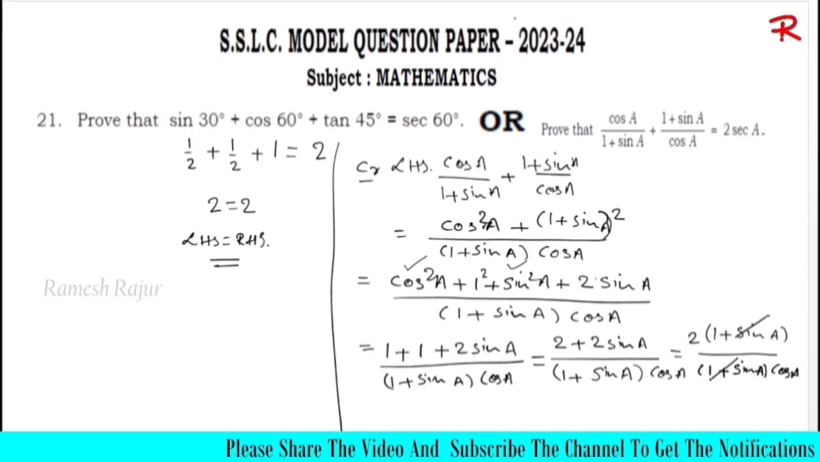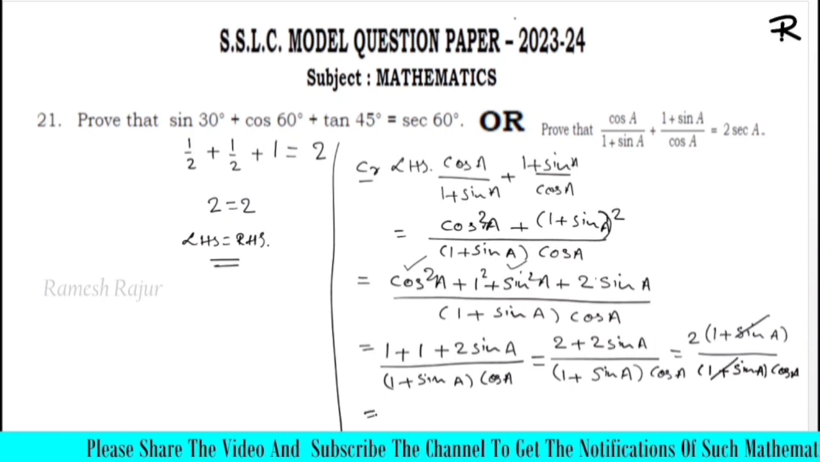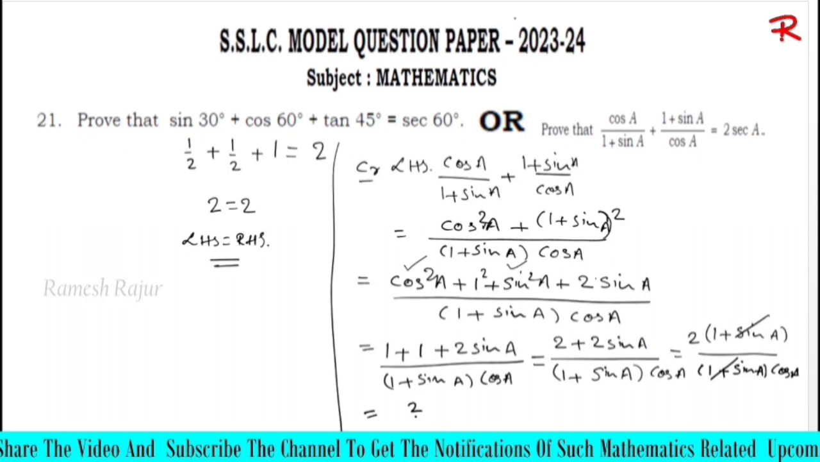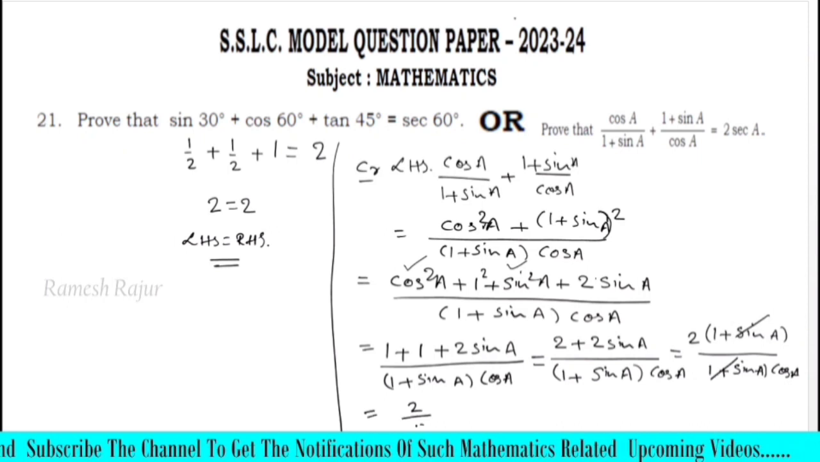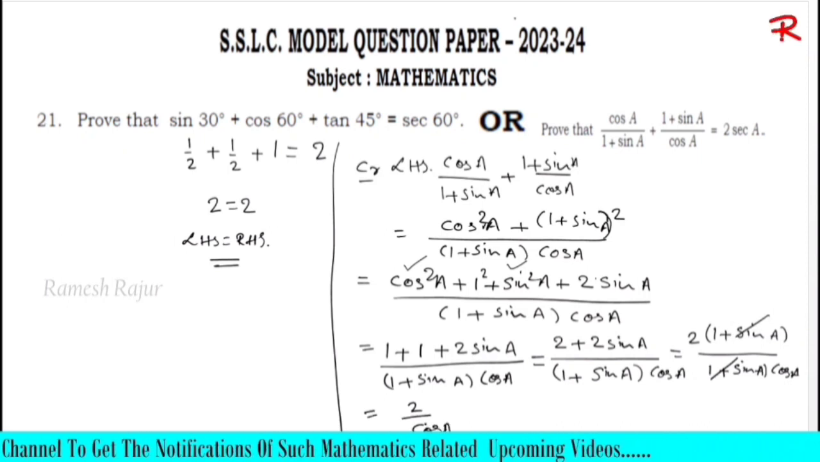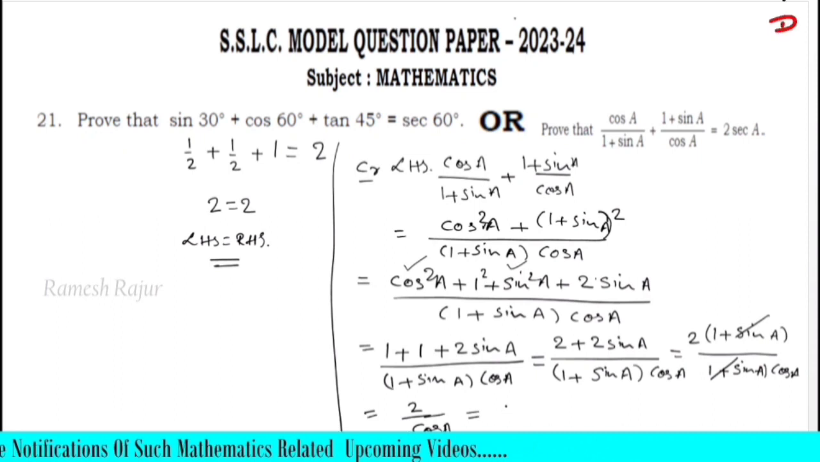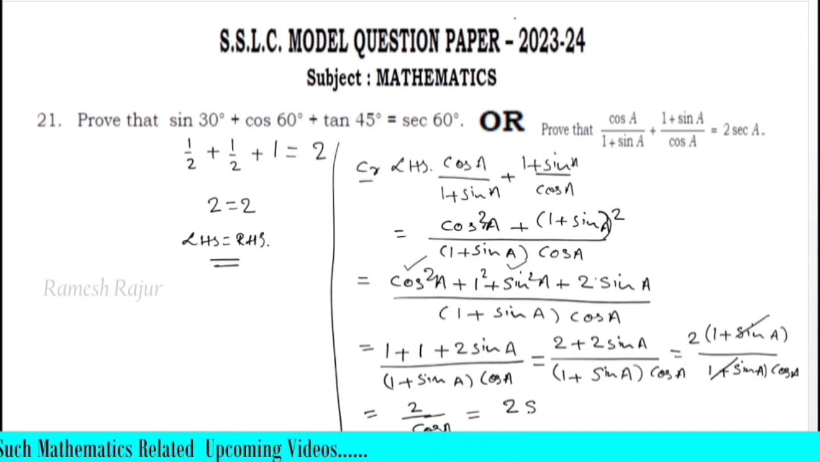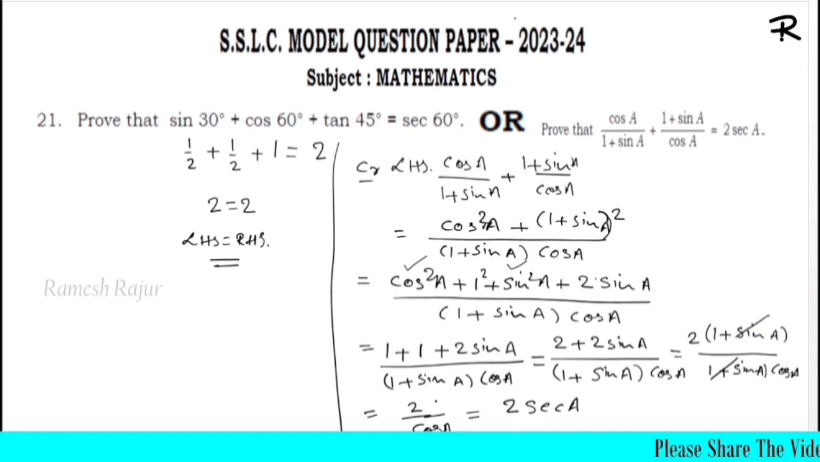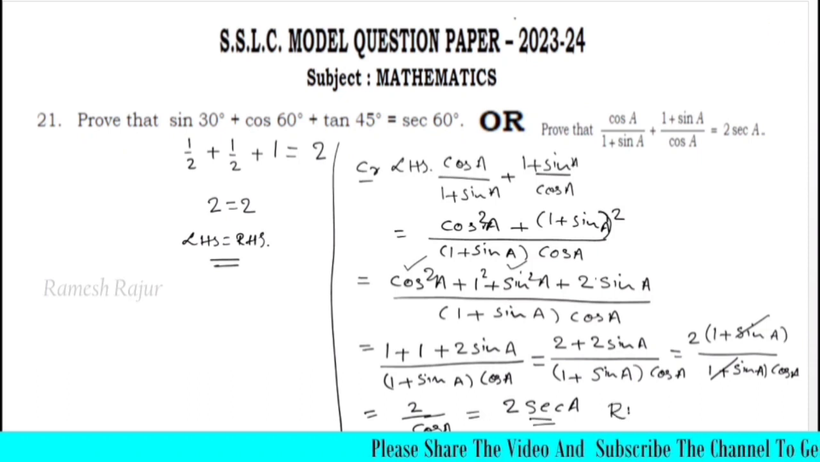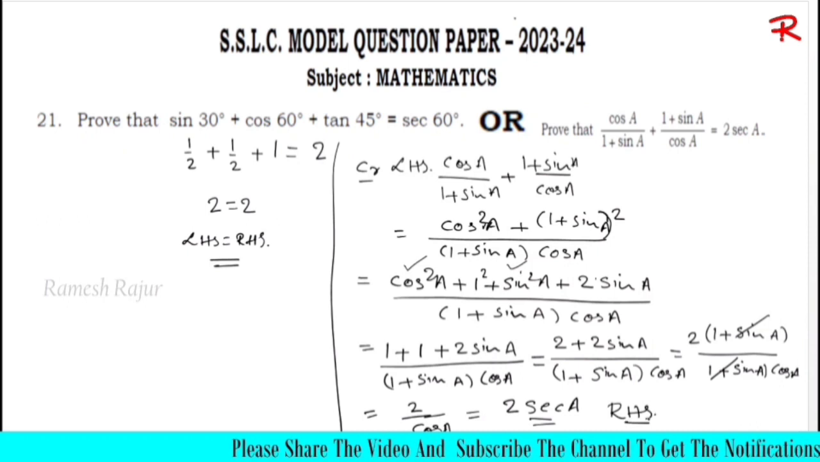1 plus sin A and 1 plus sin A get cancelled. We remain with 2 by cos A. 2 by cos A is nothing but 2 into secant A, because the reciprocal of cos A is secant A, or we can use 1 by cos A is equal to secant A. This will be the required right hand side.